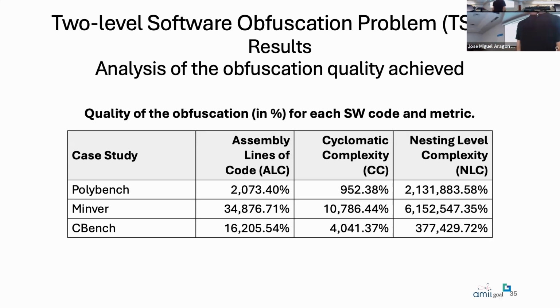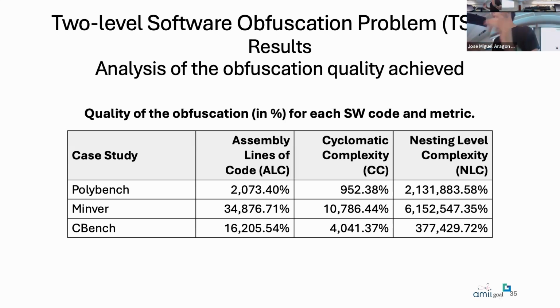So these are the improvements in the different obfuscation metrics, ranging from 900% in cyclomatic complexity to 6 million% in nested level complexity for Mindbird. So we have significant improvements in this part.